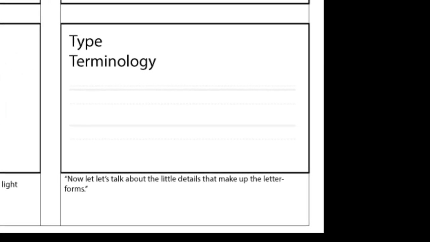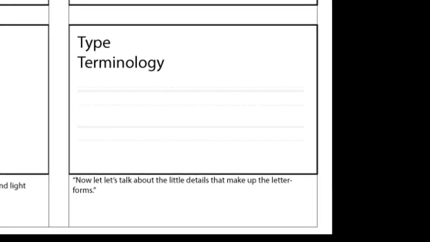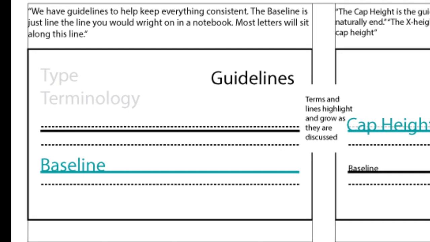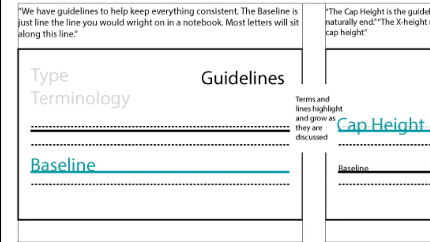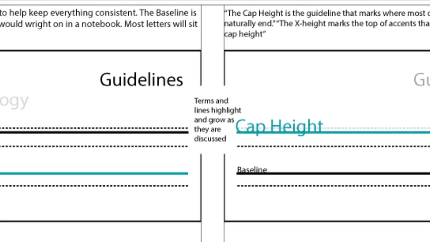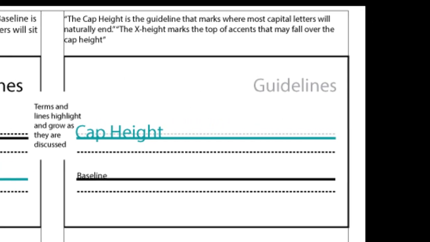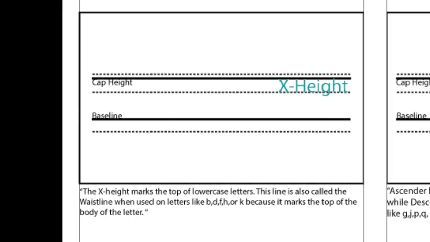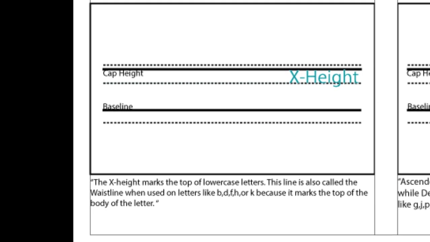Let's now go over the little details that make up the letter forms. First, we have guidelines to help keep everything consistent. The baseline is just like the line you would write on in a notebook. Most letters will sit along this line. The cap height is the guideline that marks where most capital letters will naturally end. The X height marks the top of the lowercase letters.